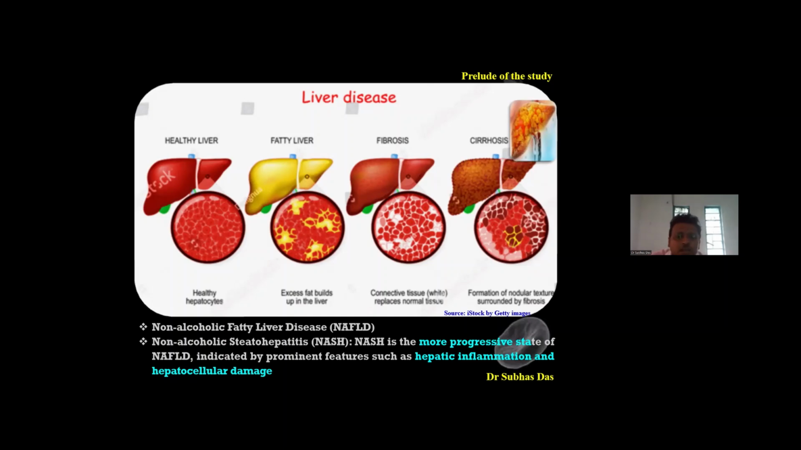Non-alcoholic steatohepatitis is the more progressive state of NAFLD, indicated by prominent features such as hepatic inflammation and hepatocellular damage.